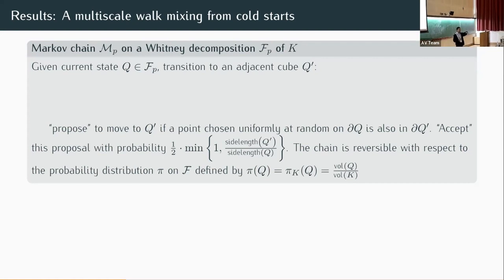And now I'm describing a chain on the cubes. The state space is now countable. It's just these cubes. I have a distribution, and I want to design a reversible Markov chain. So how do I do this? You do the Metropolis filter. That's all.